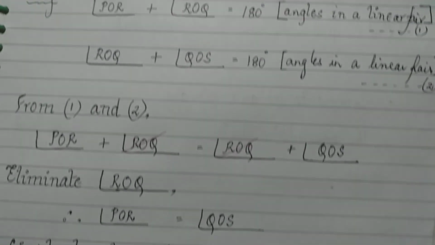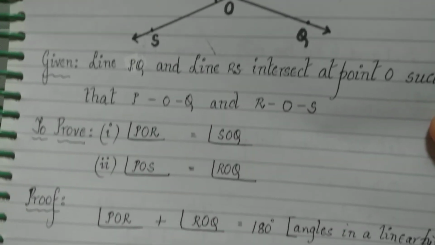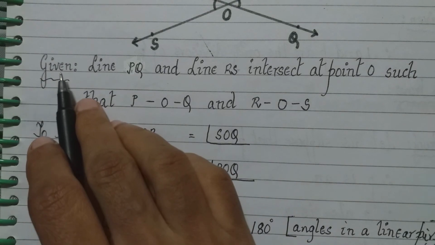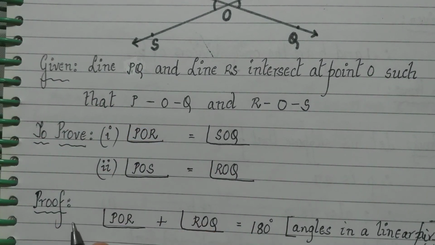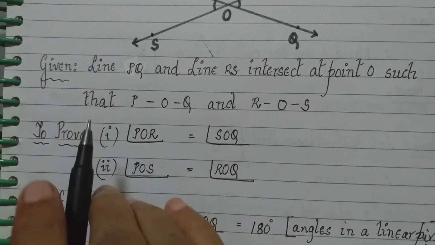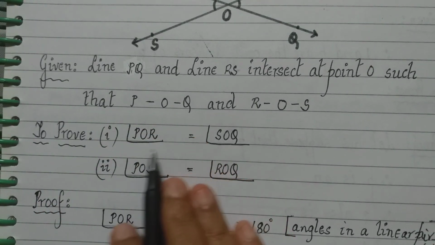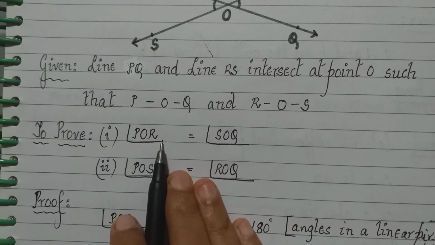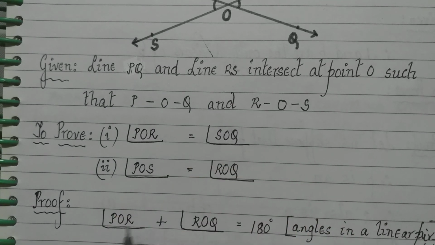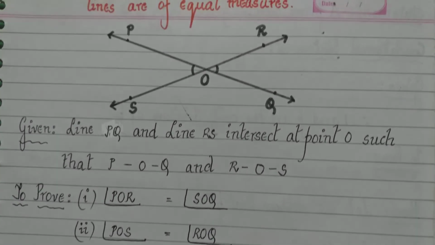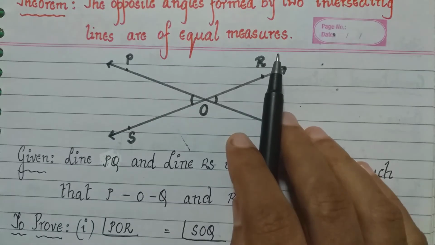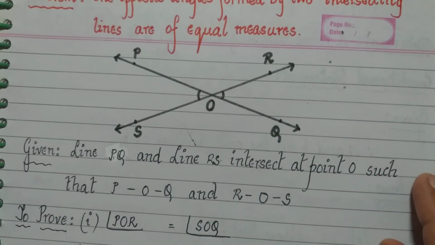So the three important steps while solving a theorem are given, to prove, and proof. In given, we write down what is given to us. In to prove, we write down what we are supposed to prove in this theorem. Then we start with the proof, where we write all the supporting statements which help us to complete the theorem and prove what we are supposed to achieve at the end.